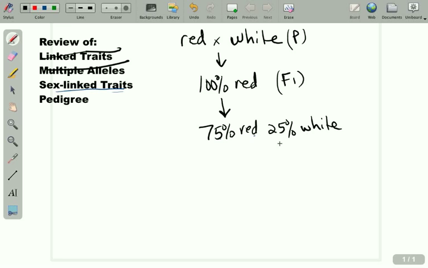This is totally what Mendel did. Totally, totally, everything's cool. They're the same percentages. The only thing that was weird was this. This guy right here, of the 25% white he kept getting, they were all male.